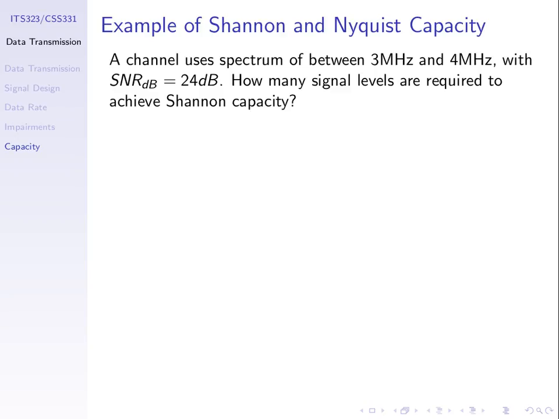In this question, I use decibels, dB, but we haven't talked about them, so we'll change it. With a signal-to-noise ratio, delete the dBs for now and set the value to be 251. In a later topic, we'll explain how to convert from an absolute value to a decibel value. But if you convert 24 dB, it's equivalent to a ratio of 251. We'll see that later. 251. So change that, and now the question is, how many signal levels are required to achieve the Shannon capacity?